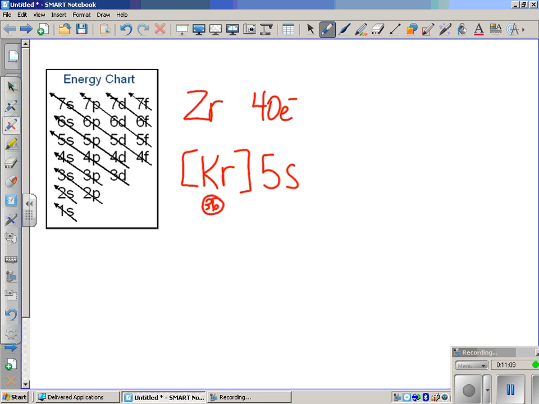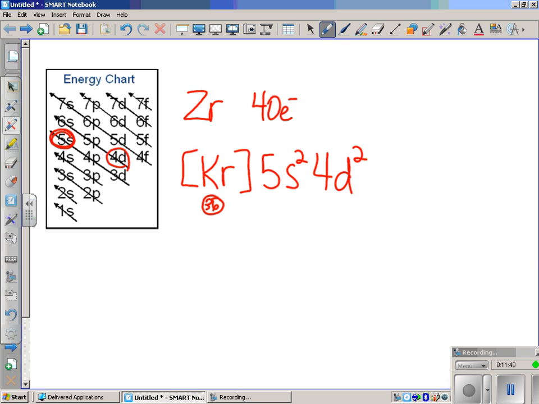So now we can start filling. This is where we're starting on our energy chart, at 5S. We said we have 4 electrons left, so I'm going to do 2, because I can put a max of 2 in an S. So 5S2. That still leaves me with 2 electrons. My next orbital is the 4D, so we only have 2 left, and it'll be 4D2. So Kr in square brackets, and then 5s2, 4d2.